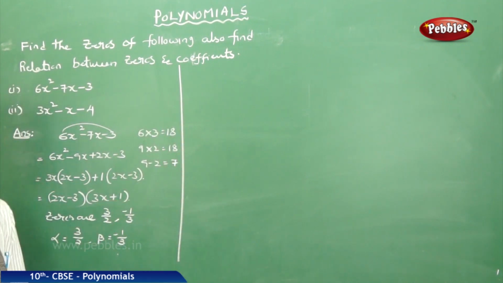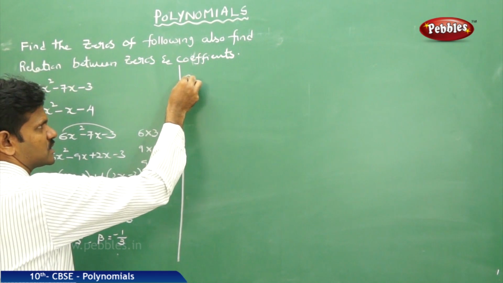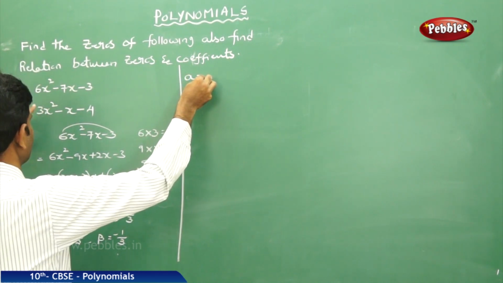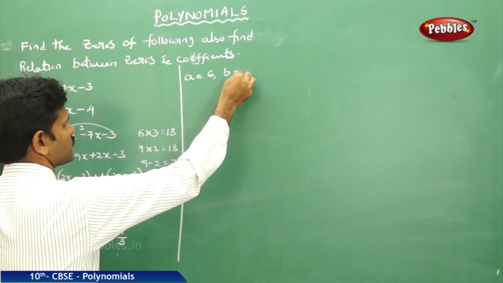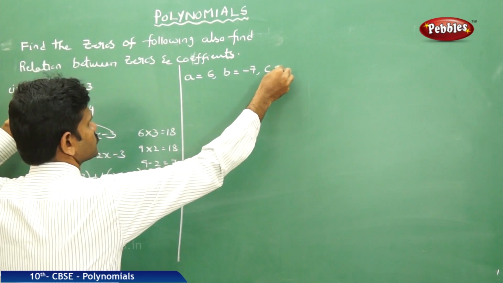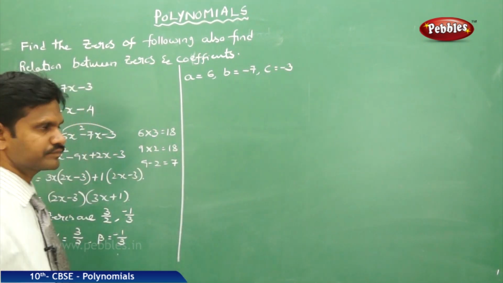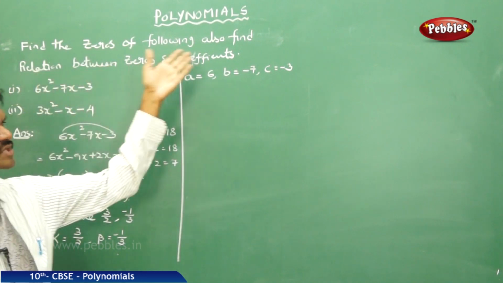Come to the next point. Please note down the values of a, b, c. A, the coefficient of x square, is 6. B, the coefficient of x, is 7. C, the constant, is minus 3. Here the question is the relation between zeros and the coefficients.